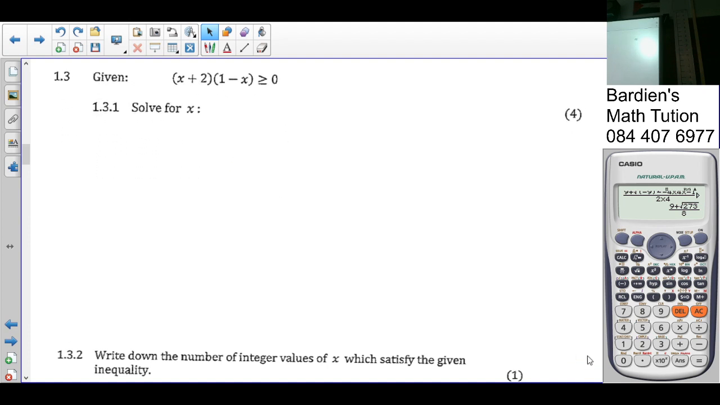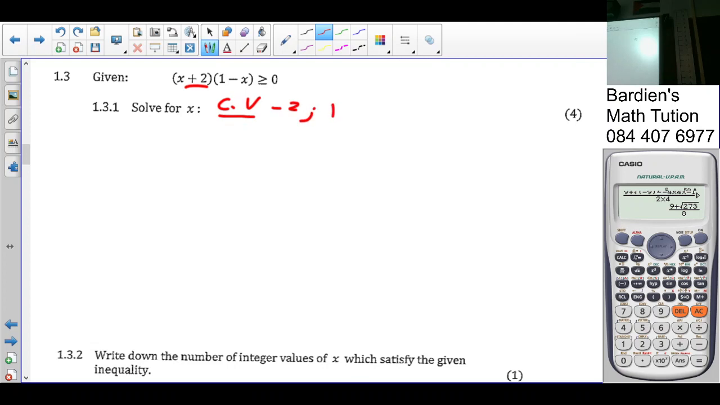1.3.1. I want to know where (x plus 2) times (1 minus x) is greater than or equal to 0. What does that mean? It's your inequality question. You must get your inequality question in question 1. So is this parabola a minimum or a maximum parabola? Remember, what is my critical values here? My 0 values. Negative 2 and 1.